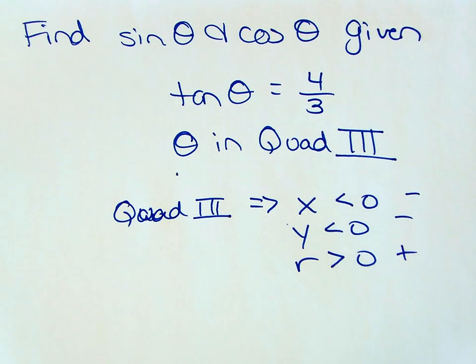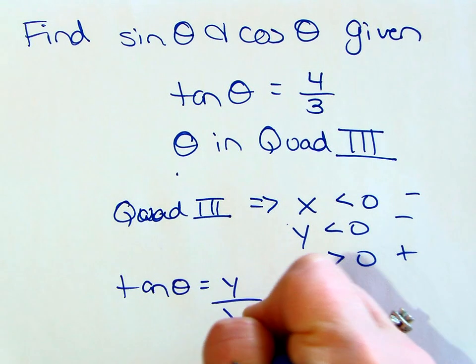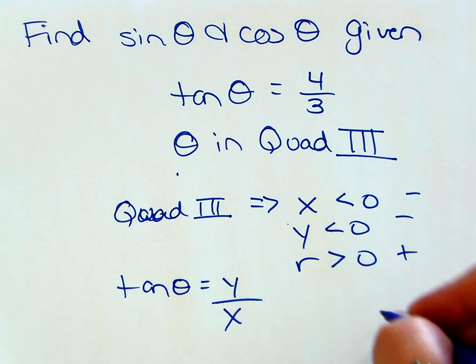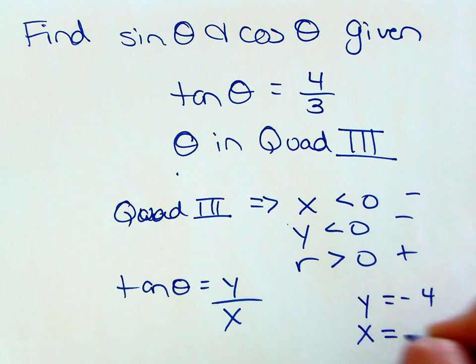Tangent theta is y over x. If y and x are both negative, that's how we're going to get out a positive value at the end. So what this tells us is that our y value is -4 and our x value is -3. And if we know our x and our y, we can come up with our r.